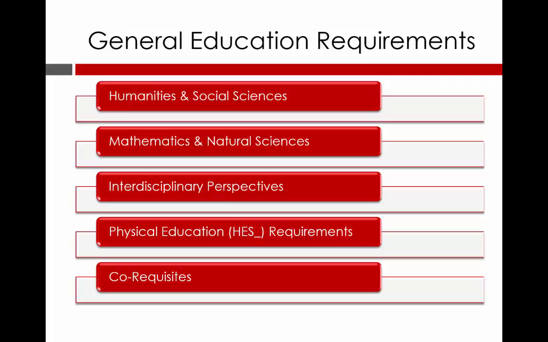There are 5 primary categories that we will discuss in order to acquaint you with your GEPs, including Humanities and Social Sciences, Mathematics and Natural Sciences, Interdisciplinary Perspectives, Physical Education Requirements, and Co-Requisites. You will learn about each of these requirements section by section. It is recommended that you view the printout of your degree audit as we go through each section and make notations if necessary about things that you don't understand or may have additional questions about.